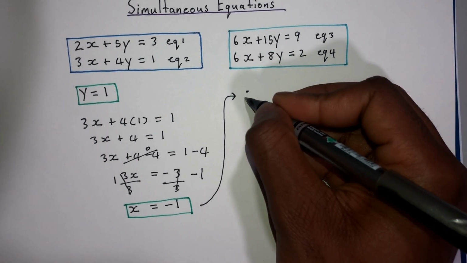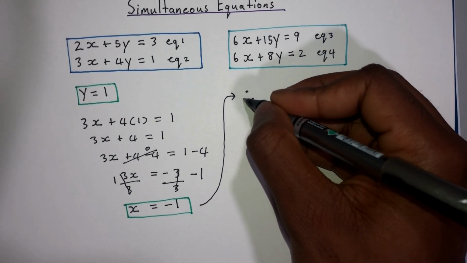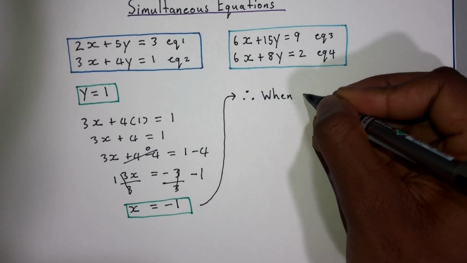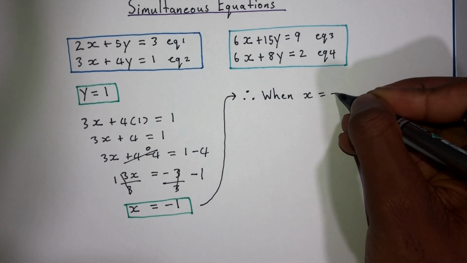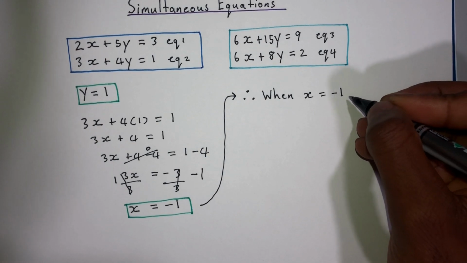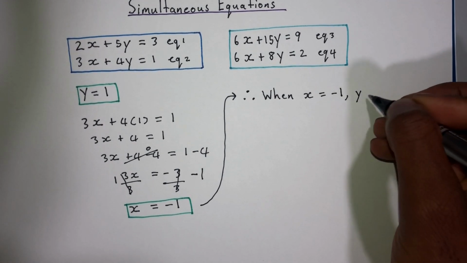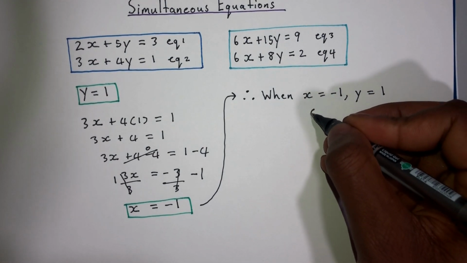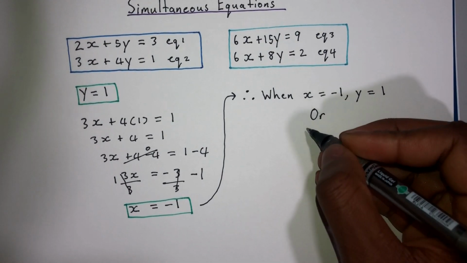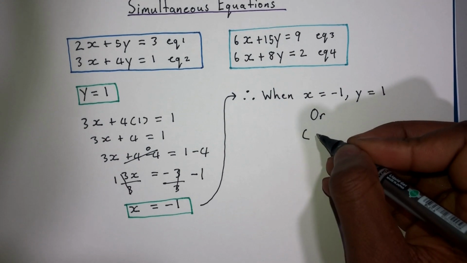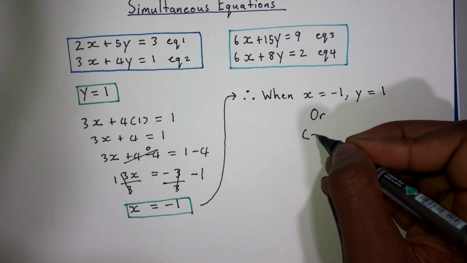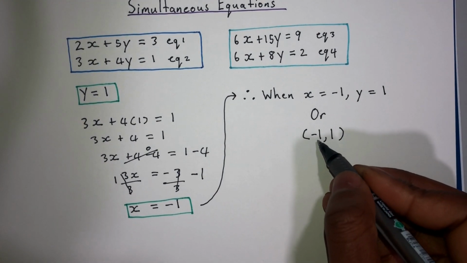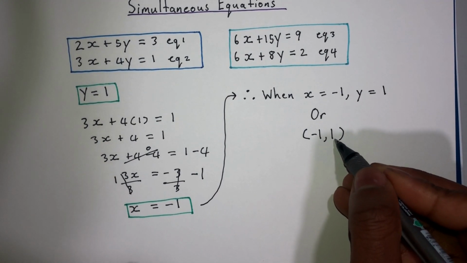Therefore, when x equals negative 1, y equals 1. Or we can write our answers in this form: negative 1 and 1, where this is our x value and this is our y value.